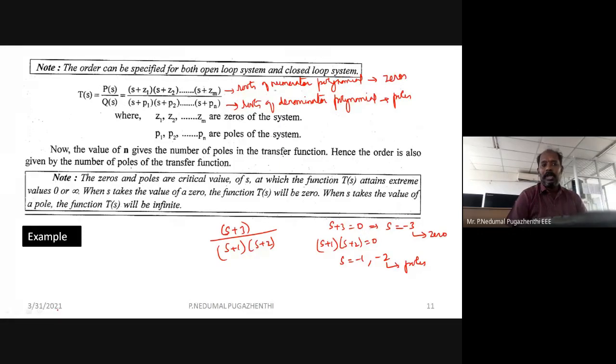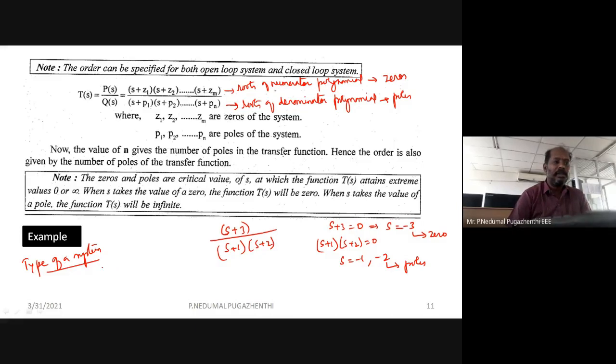So zeros can be obtained from the numerator polynomial. The roots of the numerator polynomial are zeros, and the denominator polynomial roots are called poles. The order is described based on the highest power of the denominator polynomial. That is very important. And what is a type? I will tell you what is a type of a system. This type also plays a different role in control systems. We will talk about that in the later lectures.